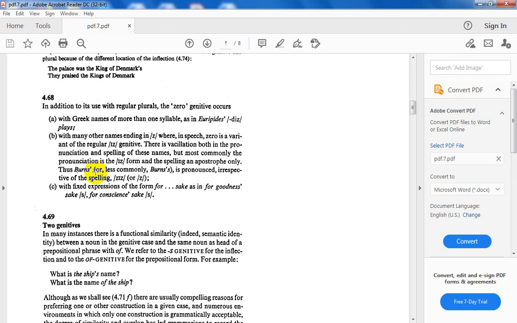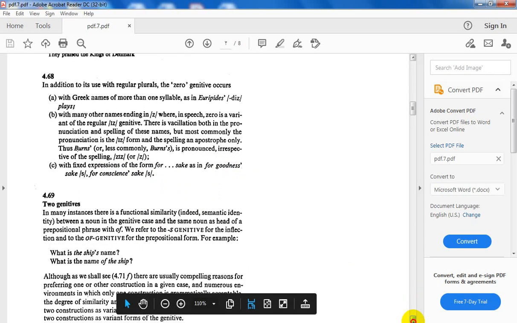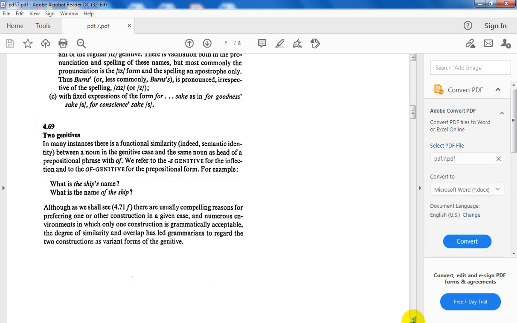With fixed expressions of the form for sake, as in for goodness' sake. Here there is no S genitive, just adding an apostrophe. For conscience' sake, again, just adding an apostrophe. If you want to know why, because they end with S, goodness or conscience, you see, they end with S, so there is no need for an S genitive, just adding an apostrophe to show that the noun has the genitive case.